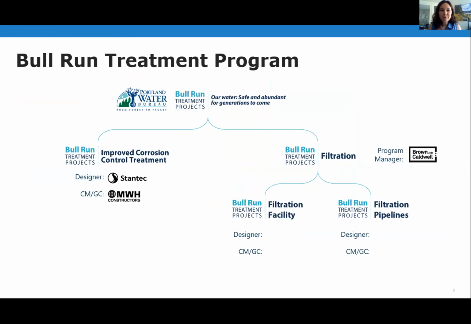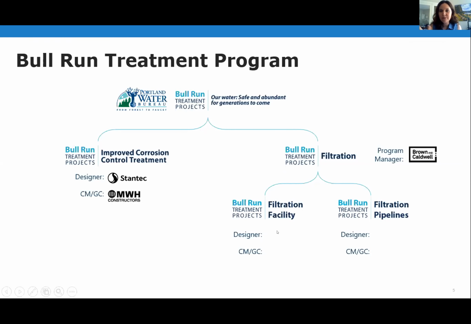So the Bull Run treatment program is kind of a big thing to get our minds around, but we came up with a tagline for this of our water safe and abundant for generations to come. And that's really guiding us as we work through this program. It splits off into the improved corrosion control treatment, which has Stantec as the designer, and the CMGC for that is MWH Constructors. And that's about all I'm going to say about that side of the program. We're really going to focus today on filtration.